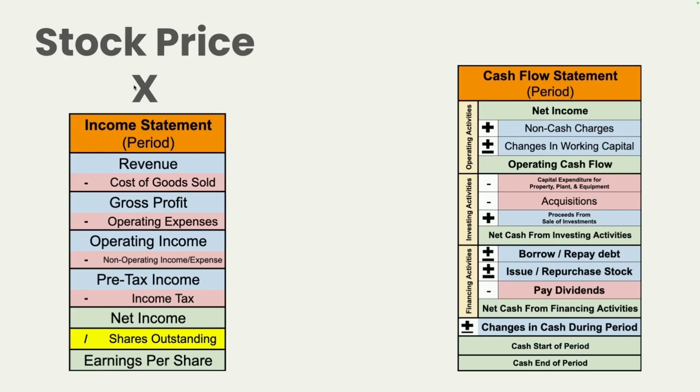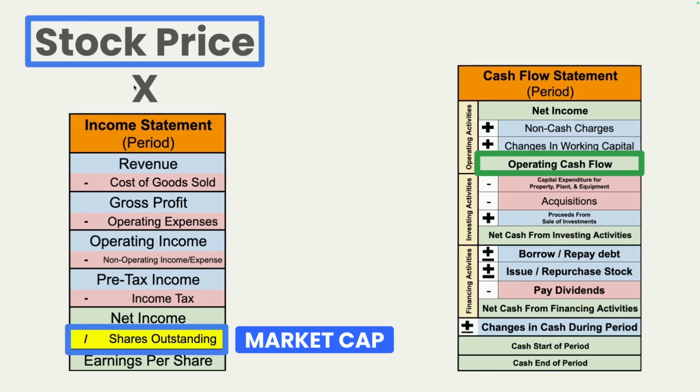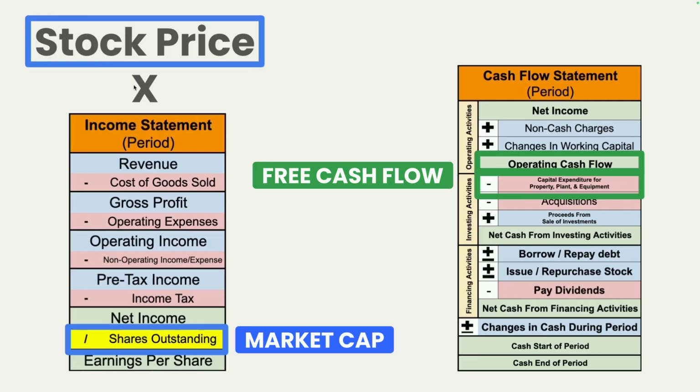Now, once again, visualizing this using the company's income statements, we take the company's current stock price, multiply by the number of shares outstanding, which gives us the market cap in the numerator, and then we take the company's free cash flow, which we can find by looking at the cash flow statement and starting with operating cash flow and then subtracting out the company's capital expenditures. This will give us the company's free cash flow in the denominator.